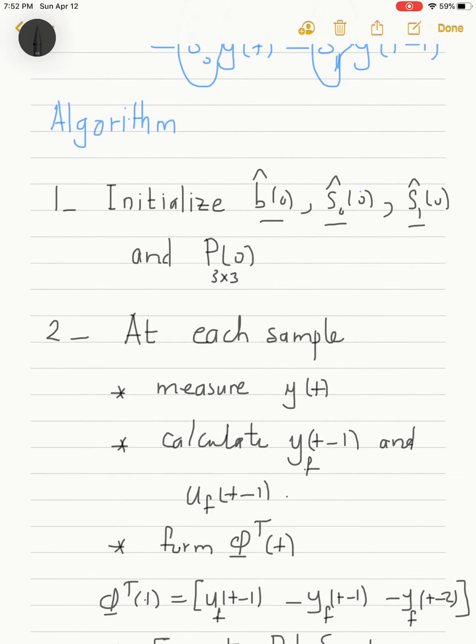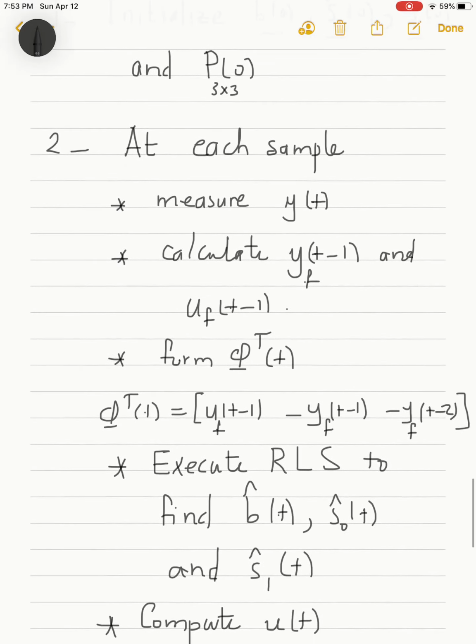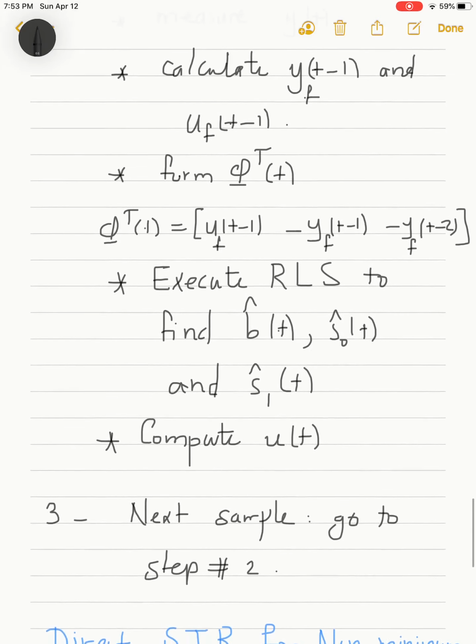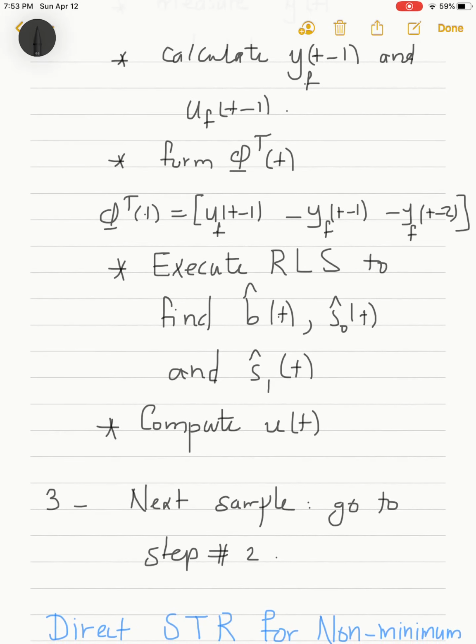Then at each sample, we will do the following. We will measure the output of the plant. We calculate the filtered signals YF and UF. And then we construct the regressor vector phi of t. Then we execute the recursive least square algorithm to find the estimated values of b hat, S node hat, and S1 hat. And finally, we calculate the control signal. And in the next sample, we will do the same procedure again.